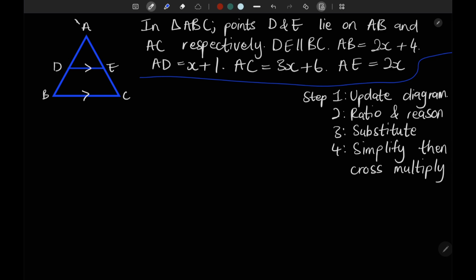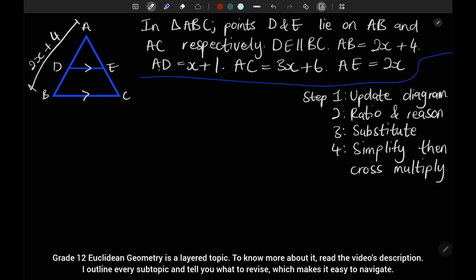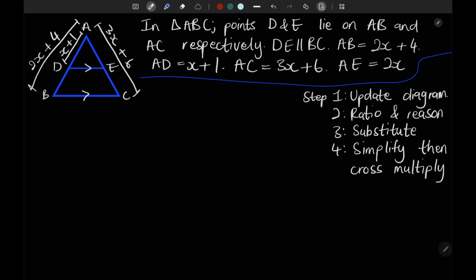Where's AB? From here to there. It's 2x plus 4. AD is equal to x plus 1. Where's AD? From here to there. It's x plus 1. AC is equal to 3x plus 6. Where's AC? From here all the way to there. It's 3x plus 6. And AE is equal to 2x. Where's AE? From here to there, it's 2x. Now we've completed the first step.